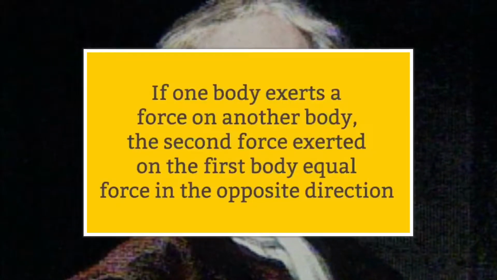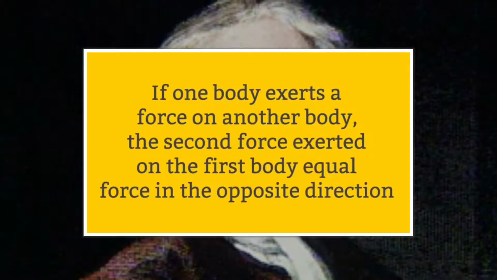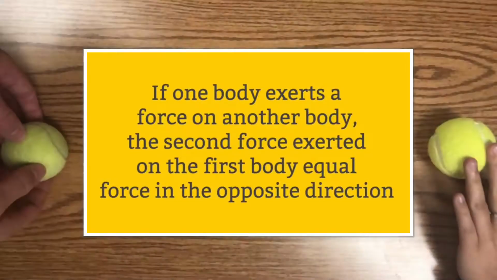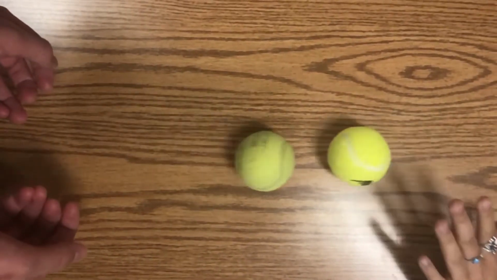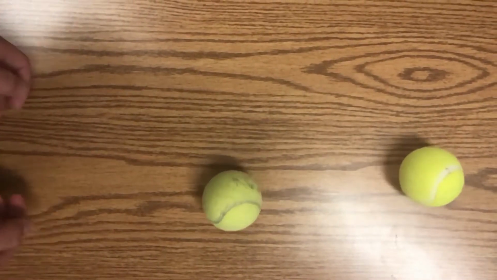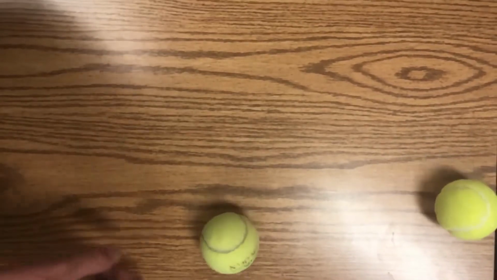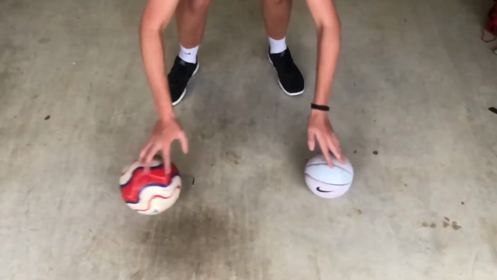Newton's third law. Newton's third law states that if one body exerts a force on another body, the second body exerts on the first body an equal force in the opposite direction. One tennis ball exerts a force on the other, and the second tennis ball exerts an equal but opposite force on the other, and they move in the opposite direction they came from. Mass does not affect the force applied. Two different sized balls apply the same amount of force to each other independent of their size.